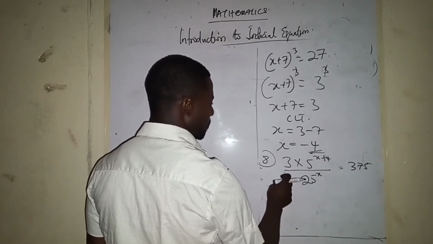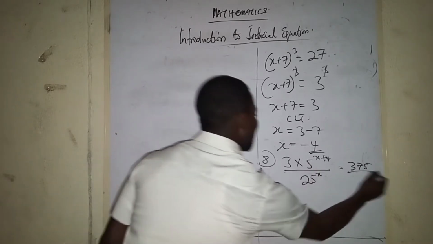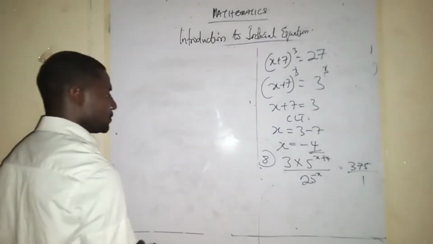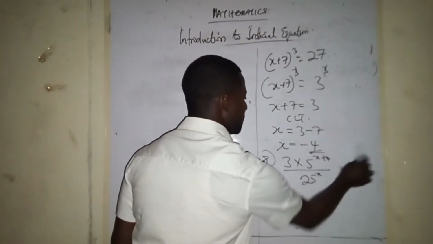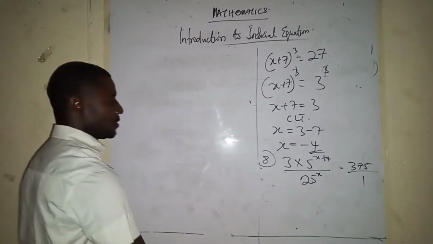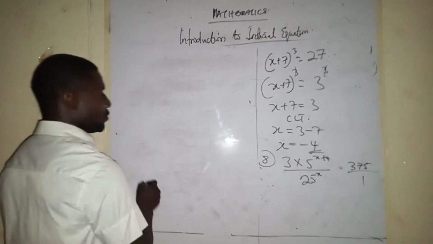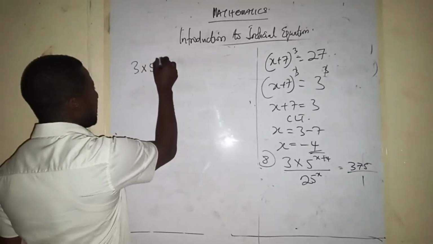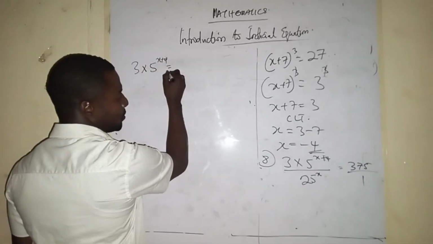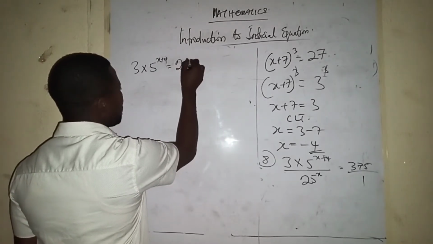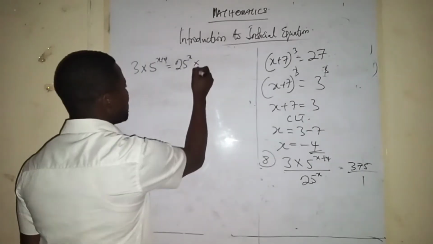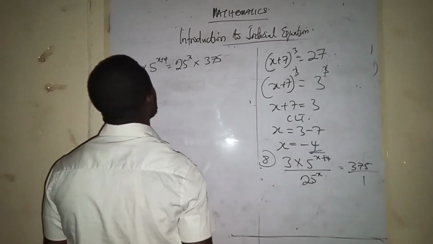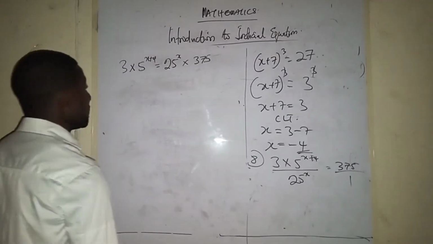Okay, it's simple. Let's equate it over 1 and let's cross multiply to make it easier. This one is a fraction, this is also a fraction. You can cross multiply. When we cross multiply, what do we have? You'll be having 3 times 5^(x+4) is equals to 25^x times 375. Okay, let's proceed.